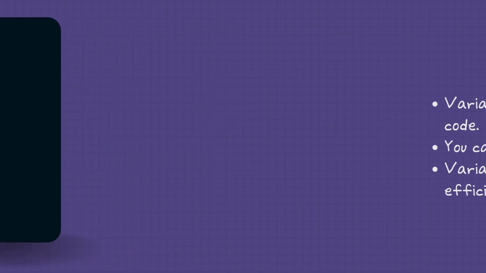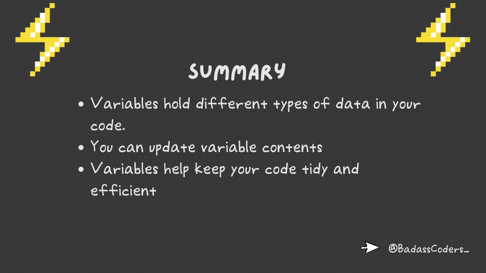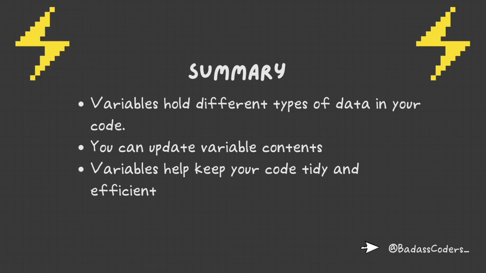So in summary, variables hold different types of data in your code. You can always update your variables, and variables help to keep your code tidy and efficient.